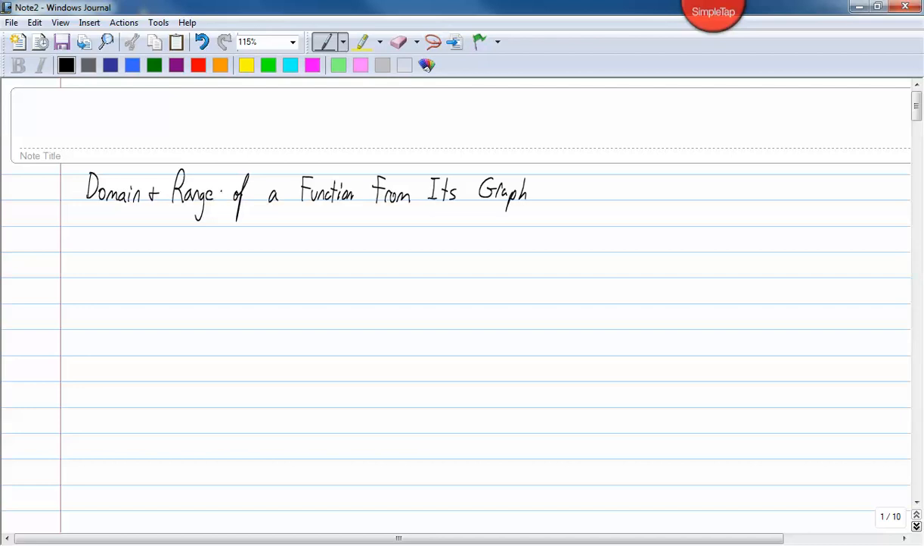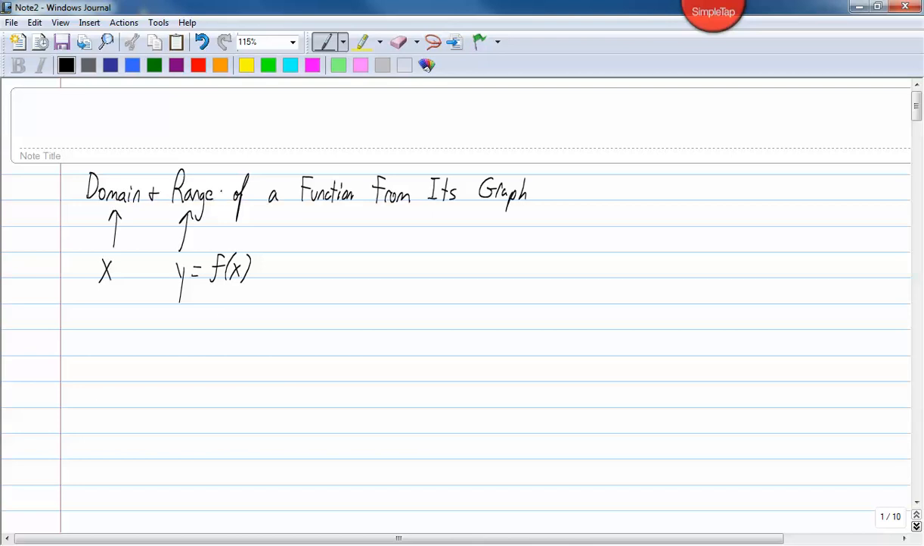So to find domain and range, of course, we have to understand what domain and range mean, right? Domain is the set of all X values, while range is the set of all Y values. And remember, Y is the same thing as F of X. So you could think about it as the set of all F of X values if you wanted to.